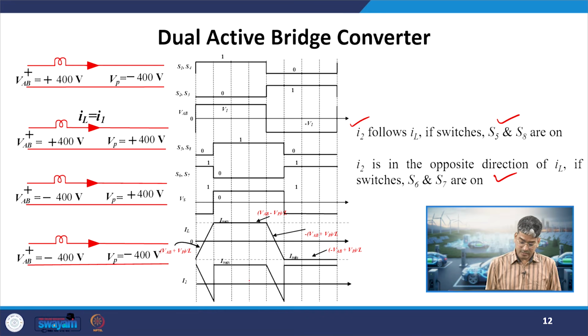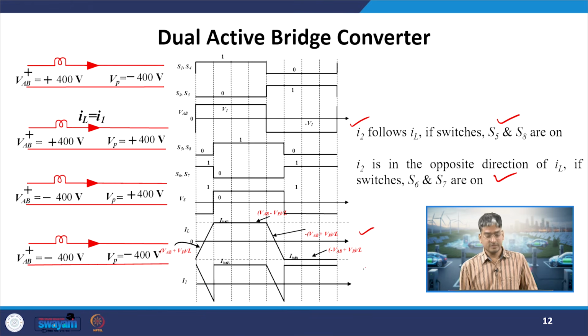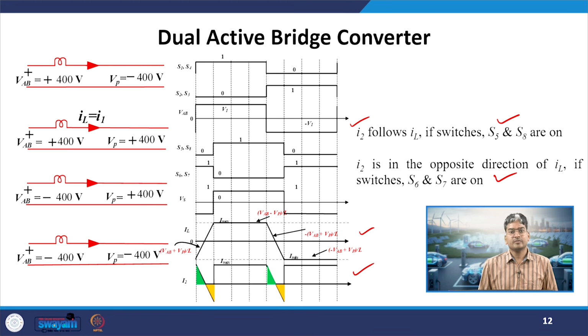So, now we are done with the second task of finding out the I2 value. First we found IL, then by using our conclusions we found I2, which is the load current. Now, from this graph, what will be the power being transferred to the load? We have to find the average value of this current.